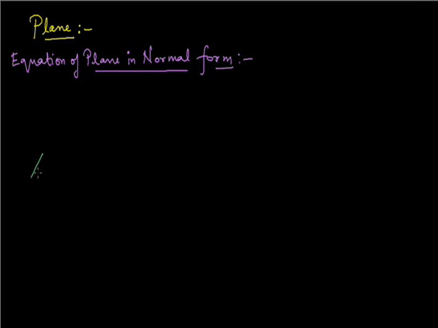Let's say this is the plane and this is the point O, which is representing origin. If I draw perpendicular on this plane, and let this perpendicular meet the plane at the point N. So this ON will represent a normal vector to this plane. ON vector is normal vector to the plane.